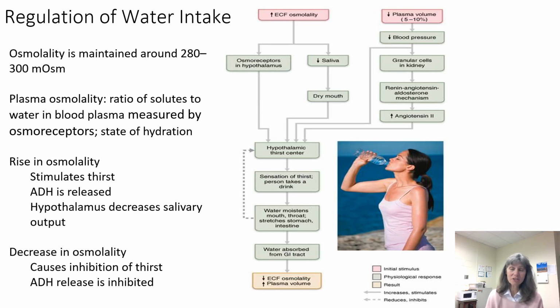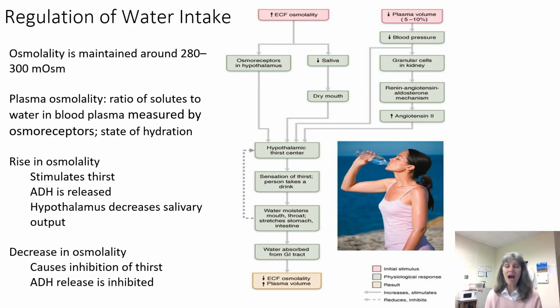You've heard me refer to the term osmolality as well as the term osmolarity. What's the difference? Osmolarity is simply defined as the number of solute particles per liter of solvent. That's osmolarity. Osmolality is measured as the number of solute particles per kilogram of solvent. In the human body, osmolality is maintained somewhere between 280 and 300 milliosmoles.